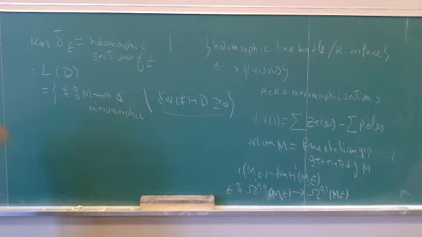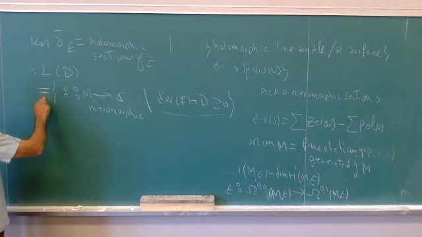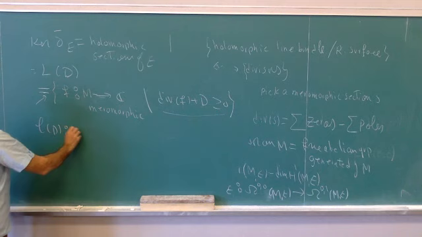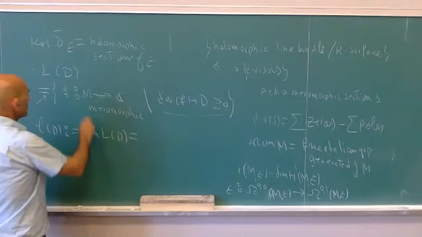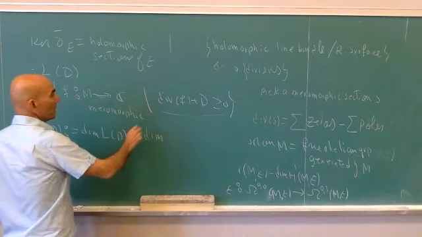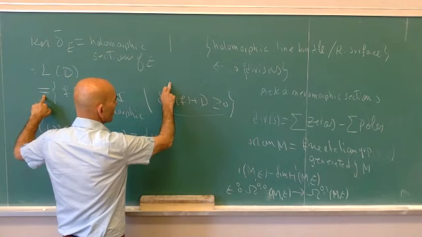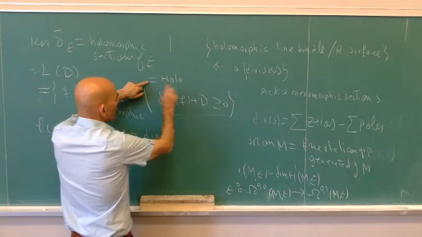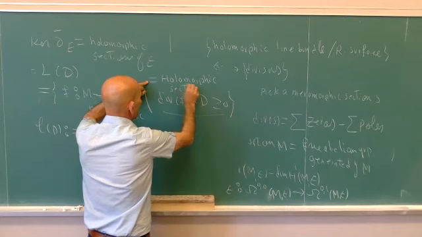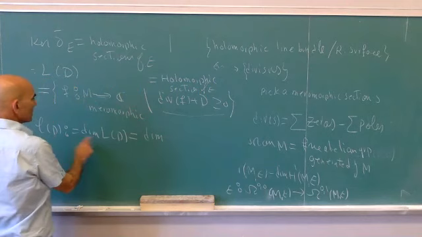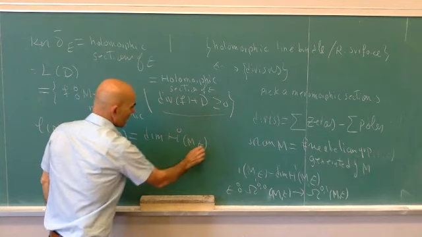Okay, so this is not difficult to see. So then little l of D, which is by definition equal to the dimension of capital L of D, is equal to the dimension of this. I mean, okay, so this is the definition. So I'm saying this is actually isomorphic to holomorphic sections. Sorry, I missed this point, holomorphic sections of E. Sorry, this is going too fast now. So l of D is the dimension of H0 of M, E. So this is this space.